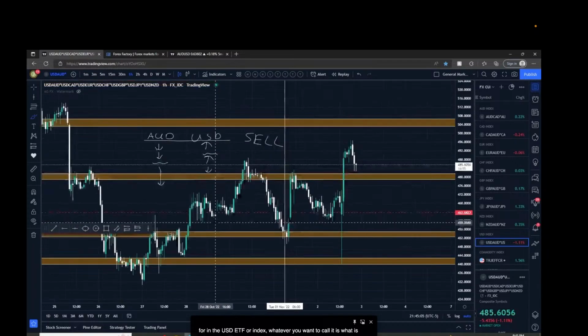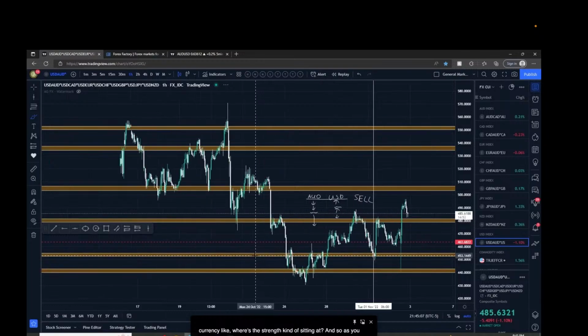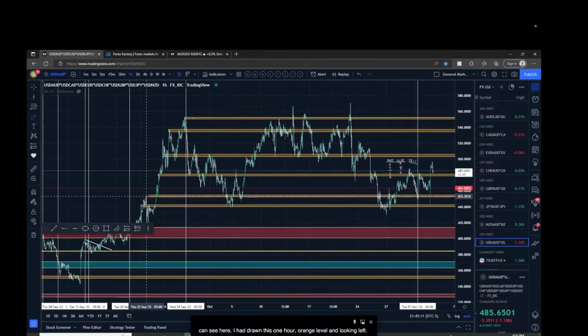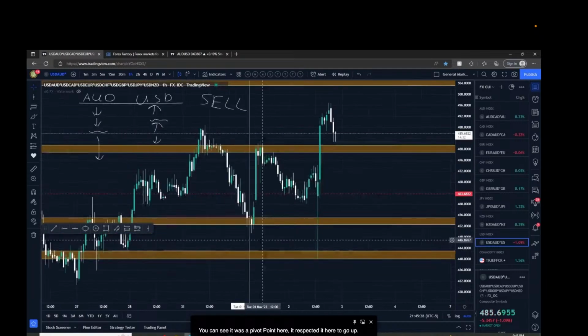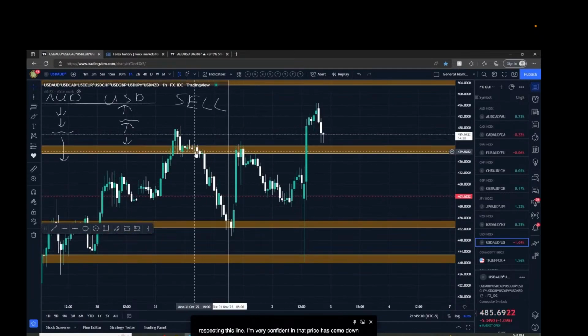As you can see here, I had drawn this 1 hour orange level, and looking left, you could see it was a pivot point here. It respected it here to go up, respected it here, went back up, almost came back, but ultimately it's respecting this line. I'm very confident that price comes down from this 1 hour level that I drew, and it's going to come down here and bounce off it.